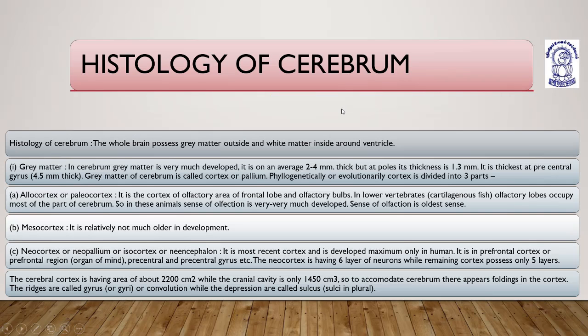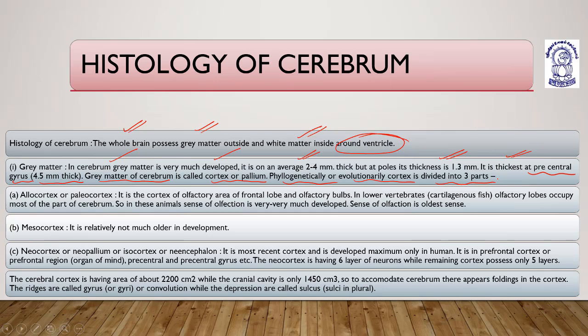Histology of cerebrum. The whole brain possesses gray matter outside and white matter inside around ventricles. Gray matter in cerebrum is very much developed. It is on an average 2 to 4 millimeter thick, but at poles its thickness is 1.3 millimeters. It is thickest at the precentral gyrus, 4.5 millimeter thick. Gray matter of cerebrum is called cortex or pallium. Phylogenetically or evolutionary, cortex is divided into three parts.